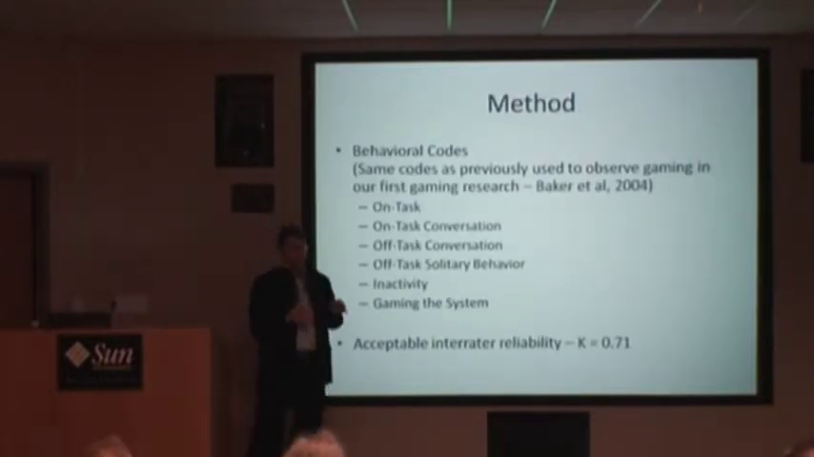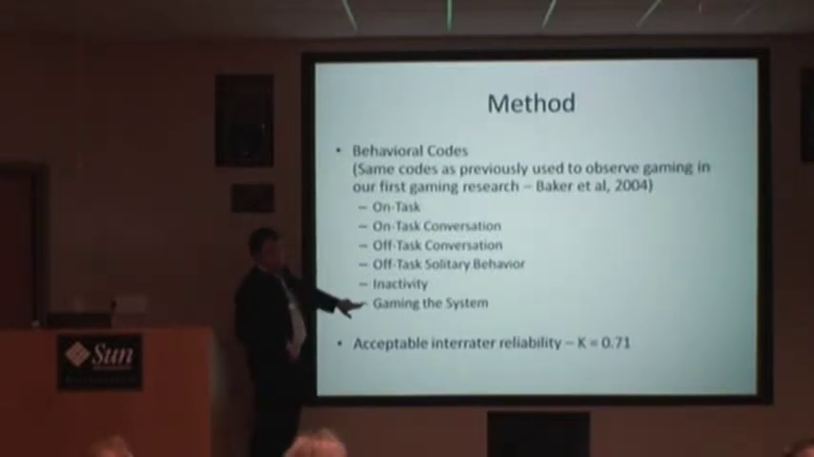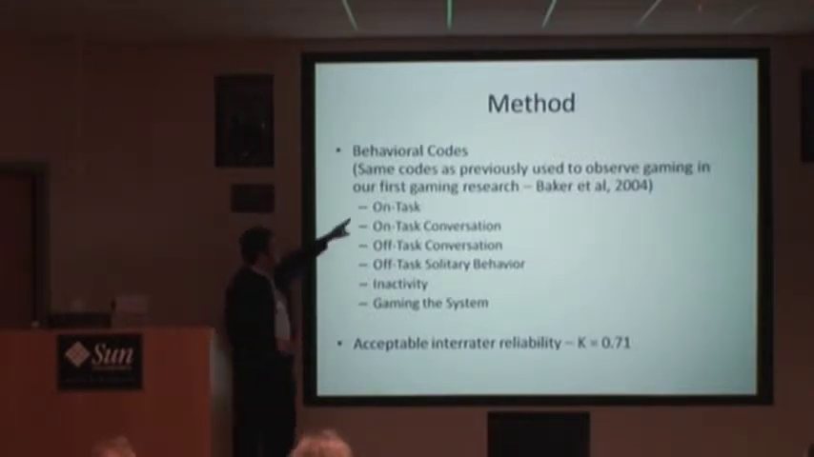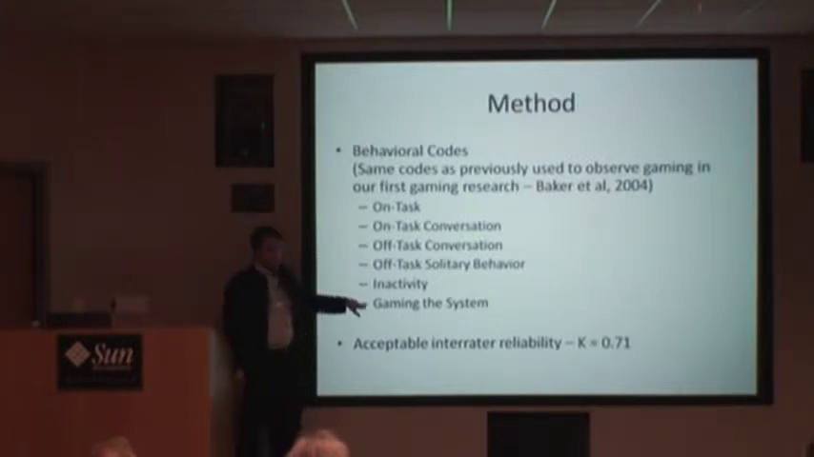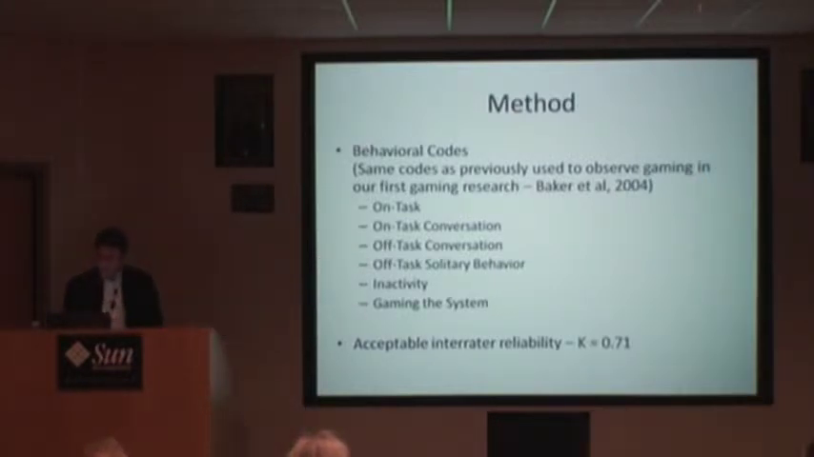The behavioral codes we used were the same codes that we'd used in our first gaming the system research. So we coded whether a student was, most importantly, gaming the system, but also on task in the software, or engaging in an on-task conversation with a teacher or another student, or engaging in an off-task conversation, perhaps discussing the popular movie in the cinema this week, engaging in an off-task solitary behavior like reading a magazine, or just completely inactive for the 20-second period. And this is by far the most common category anywhere we've studied. And frequently, these two tend to be about equally common. Gaming the system is usually pretty rare. And we had acceptable inter-rater reliability in the study, kappa of 0.7.